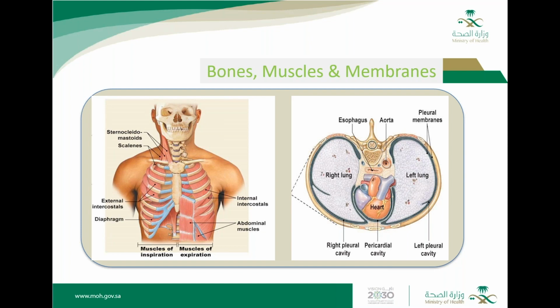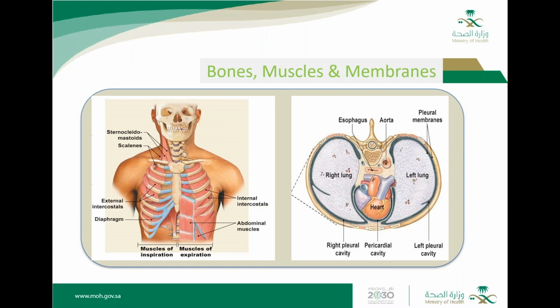There are also accessory muscles of breathing that can be used during inspiration or expiration. For example, we have the sternocleidomastoid muscles here, we have the scalene muscles, we have the internal intercostals, we have the external intercostals, and we have the abdominal muscles, which would be activated in case there is an increased work of breathing or an increased respiratory demand for patients who are sick.